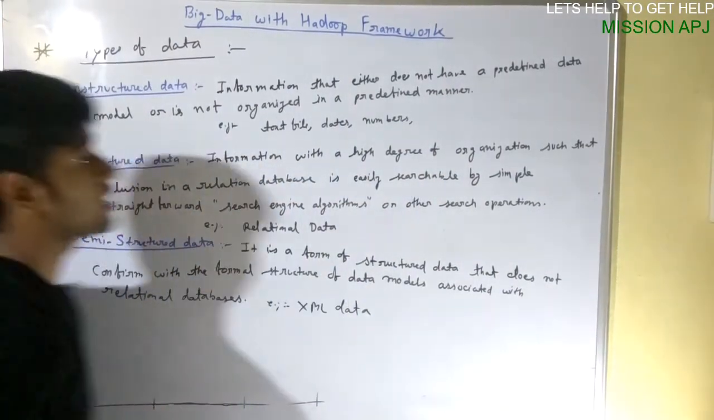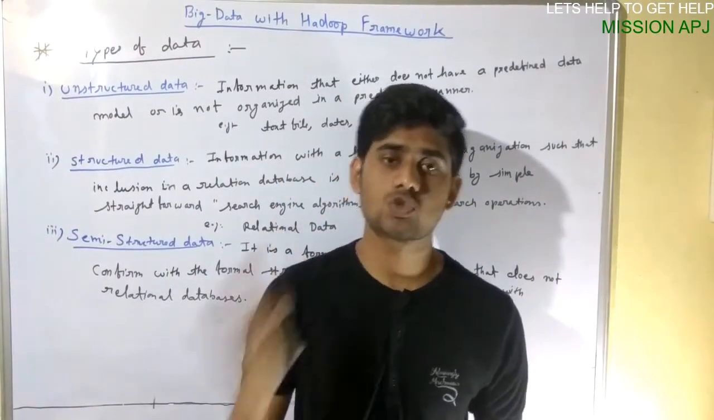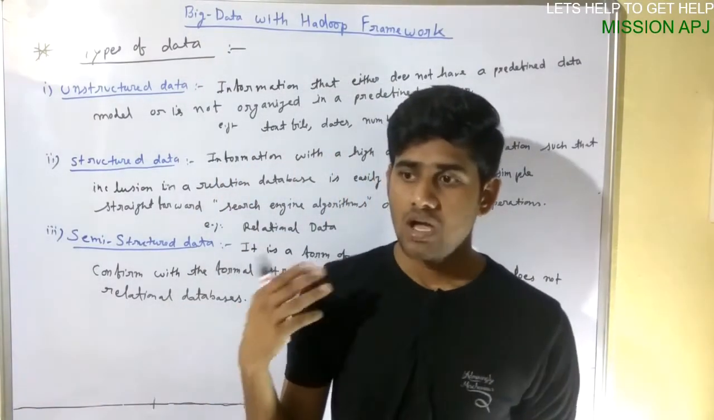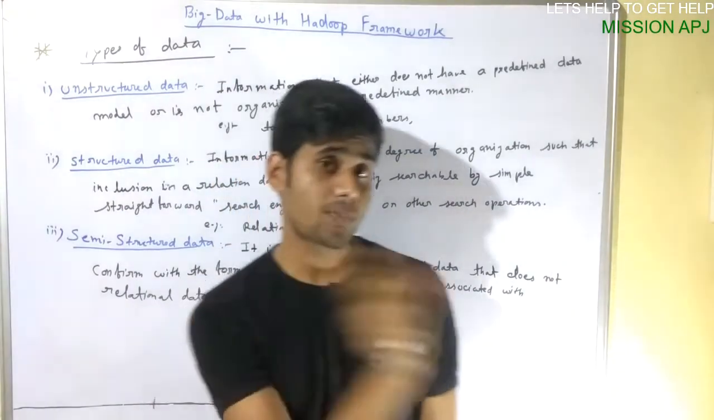Okay, so what is relational data? Data which is related to each other. Like student age is related to the name, and student height is related to the name. So these data are related to the particular student.